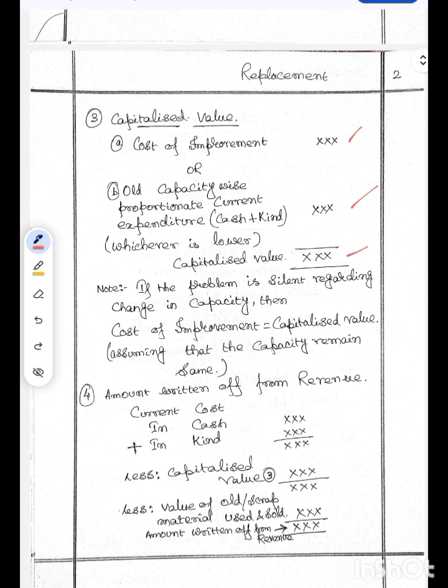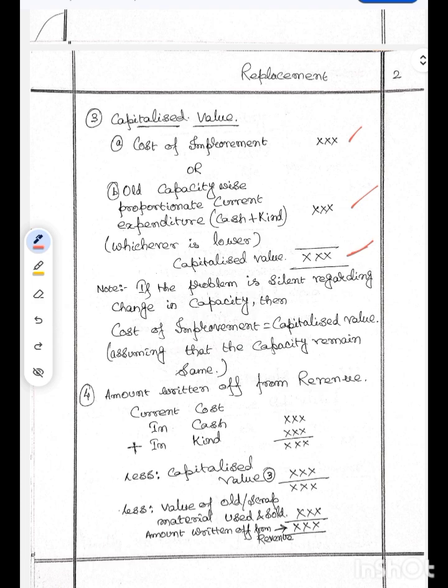So what points do we consider? We consider the cost of improvement that we already calculated in point number 2, and thereafter the old capacity wise proportionate current expenditure. Suppose through this extension or construction work, our capacity has been increased by 50%. Then 50% of the current expenditure we have to consider at point B. Out of these two, the lower amount we consider as capitalized value.